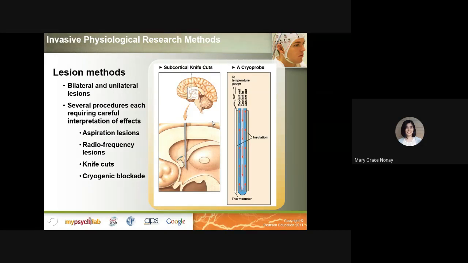So meaning, ito yung mga nangyayari sa person. Ito yung main function ng part ng brain na yun. All right.